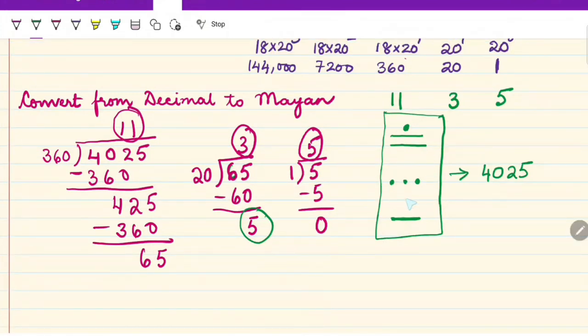Just came back to correct myself. I think I misspoke and said that this pattern of numerals was Roman, but this is really a Mayan numeral system. So just wanted to correct that. This entire pattern of Mayan numerals represents 4025 in the Hindu Arabic system.